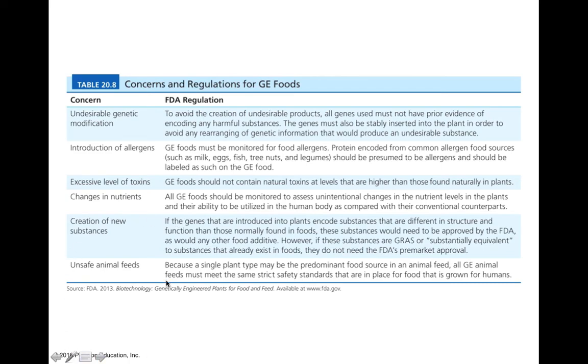A last concern is a very viable concern that we might create unsafe animal feeds from genetically engineered foods. And that's because almost all animal feed comes from a single plant source as the predominant food source. So all genetically engineered food must meet the same strict safety standards that are in place for food that is grown for human consumption.